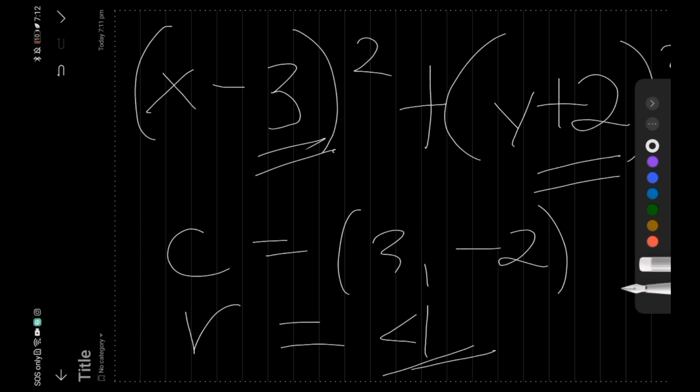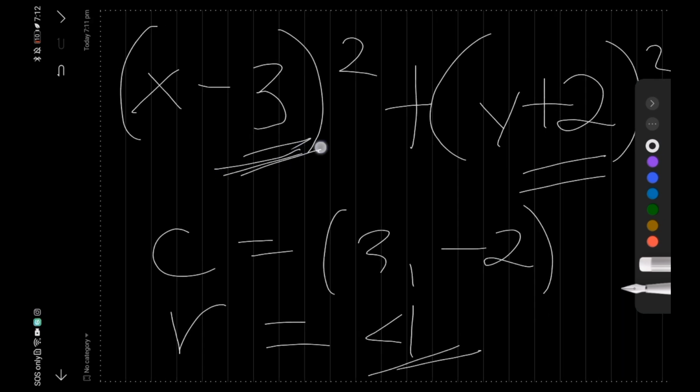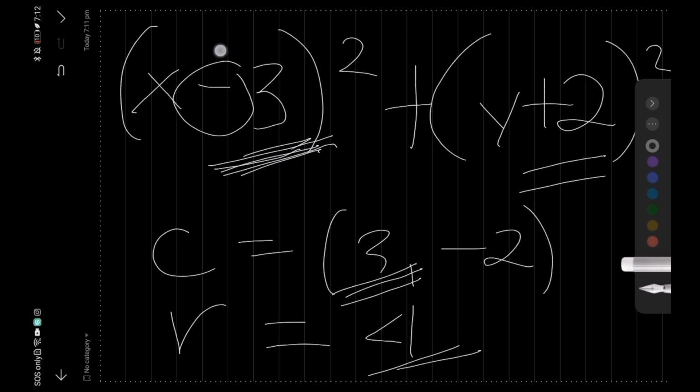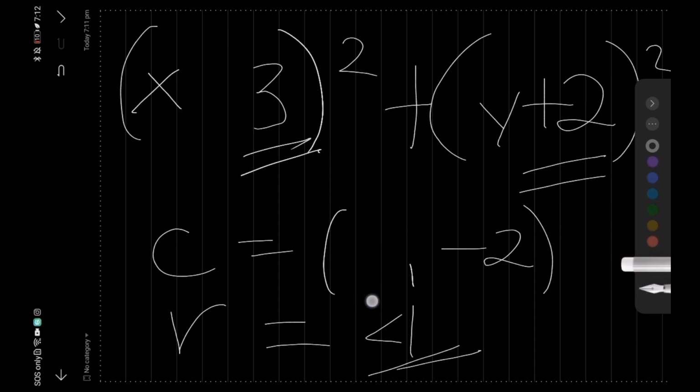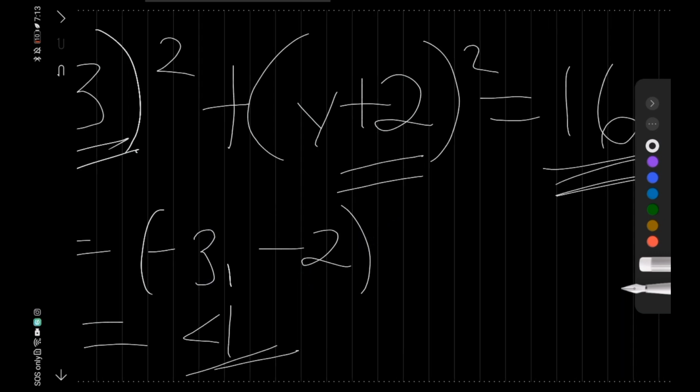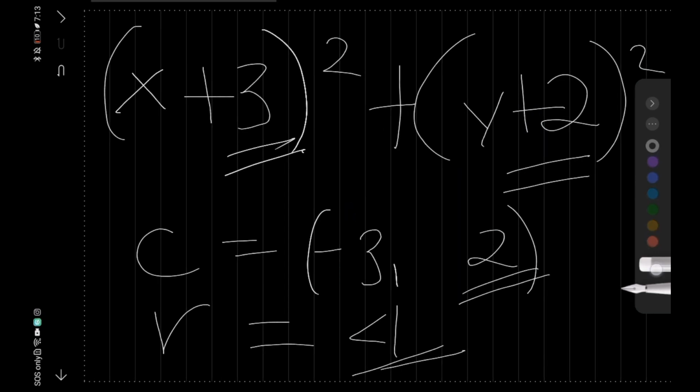If you're going to ask me why it becomes positive here when it is negative inside, whatever is inside the parentheses, you take the opposite sign to find the actual coordinate. So if this one is positive 3, then it will become negative 3. And if this one is positive 2, then it will become negative 2. That's why you get the opposite sign.